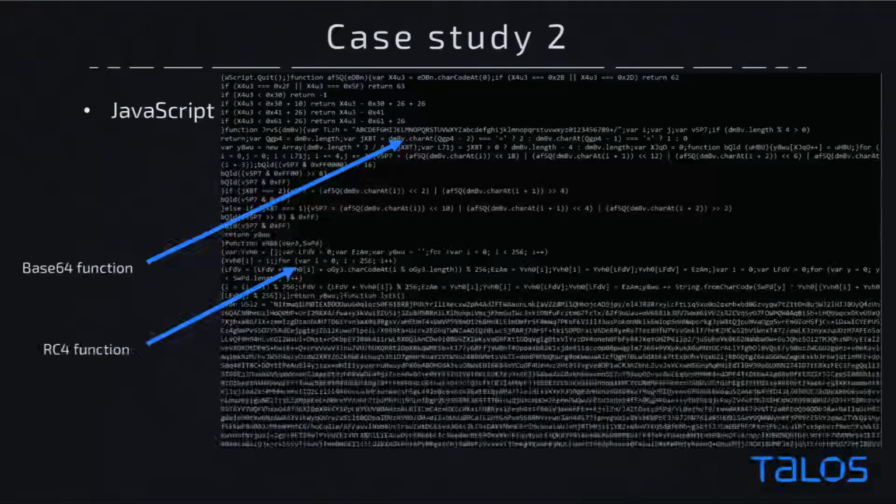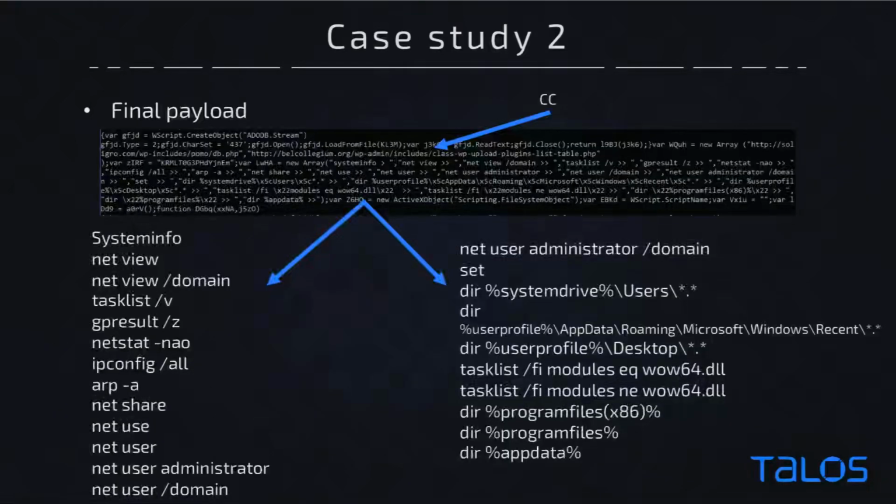So JavaScript used classic base64 to encode data, and RC4 was used to decrypt the final payload inside of the JavaScript. The purpose of this final JavaScript was to get information on the compromised system.